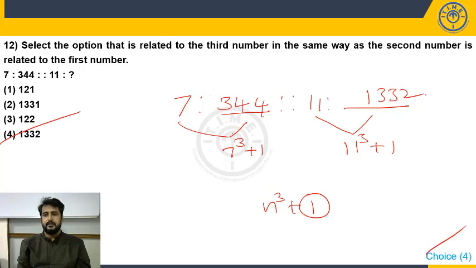Very easy one. It is easy when you are thorough with the squares and cubes, numbers nearest to squares and nearest to cubes. If you are not aware of those numbers, this will become difficult.